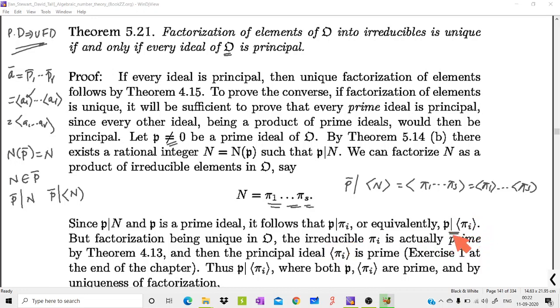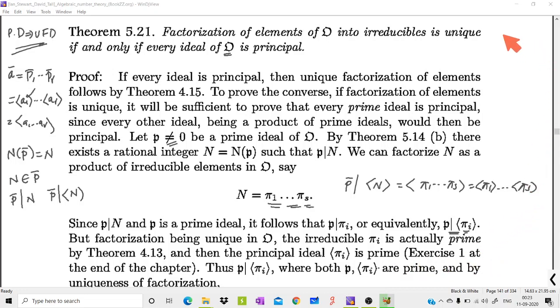But our assumption is that this is a unique factorization domain. In a unique factorization domain, irreducibles coincide with prime elements. So this pi i is a prime element. If pi i is a prime element, then this ideal is always a prime ideal. Okay, because of exercise 1 of this chapter.